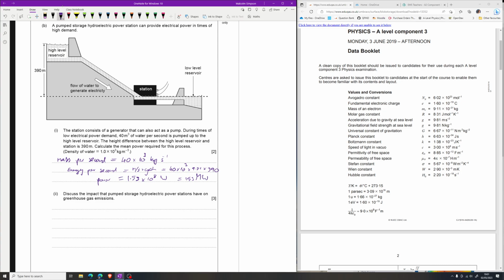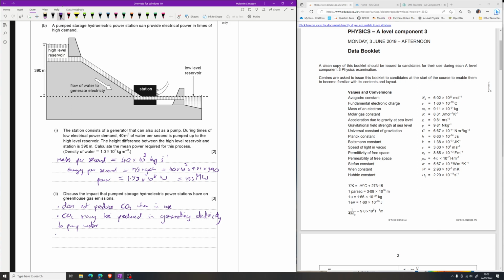There's 3 marks here, so I feel like we need to make 3 points. This on its own doesn't produce any CO2 or anything like that. So, does not produce CO2 when in use. However, CO2 may be produced in generating electricity to pump water up. Anytime it says discuss, you kind of want to give points for and against. You don't want to give a completely slanted argument. So it doesn't produce CO2 when in use. CO2 may be produced in generating electricity to pump water up.